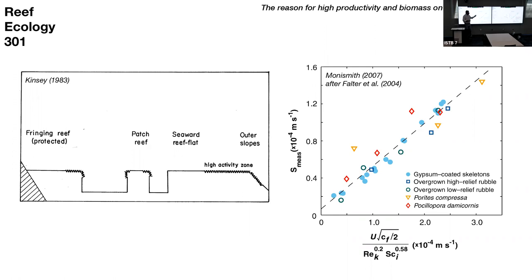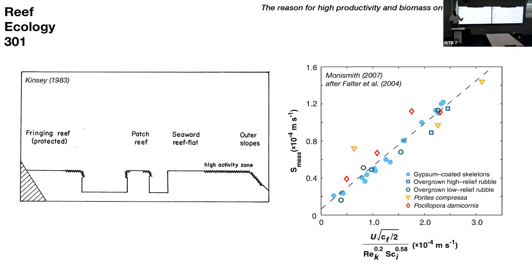And my graduate advisor was the one that was working this out. And this is a good friend of mine, Jim Falter, made this graph in black and white, and Steve Monismith made it color. But the transfer of material depends on water flow, which is why you have high growth where the materials can transfer in. So it's about water flow.